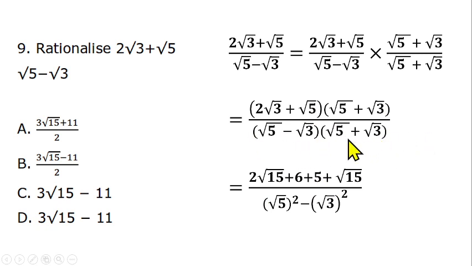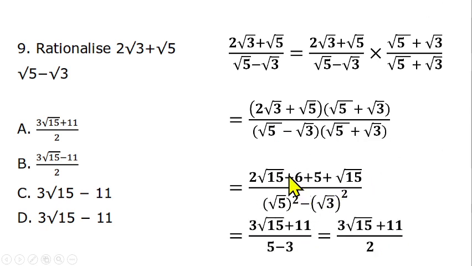If you multiply normally, it will waste your time, although you are going to get the same answer. But since it is a difference of 2 squares, this will give us root 5 squared minus root 3 squared. Then from there you can collect that in the numerator. 2 root 15 plus root 15 will give us 3 root 15. Then 6 plus 5 will give us 11 over root 5 squared will give us 5. Sorry, minus root 3 squared will give us 3. Then if you simplify that further, you have 3 root 15 plus 11 over 2. And that makes option A the correct option.